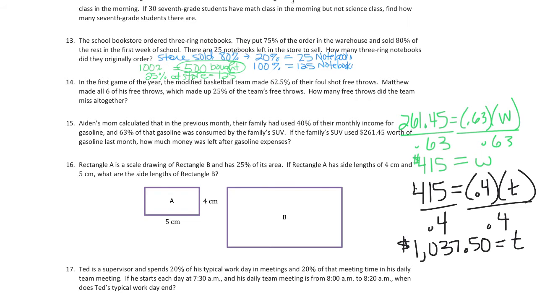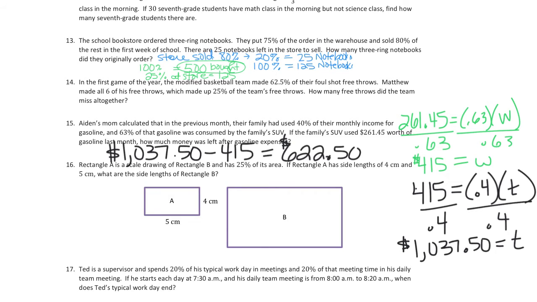And it says how much money was left after gasoline expenses. So they start out with $1,037.50 minus the $415 they use for gas. And they have $622.50 left over for other expenses.